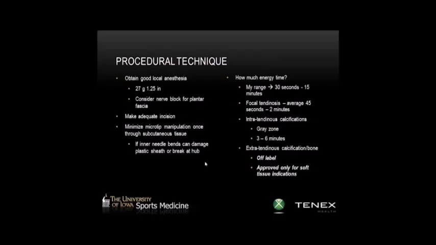Those thicker, more dense extratendinous calcifications, or those bony things, really again are off-label at this point, so I wouldn't recommend going after a Haglund's deformity or something like that at this point anyways.